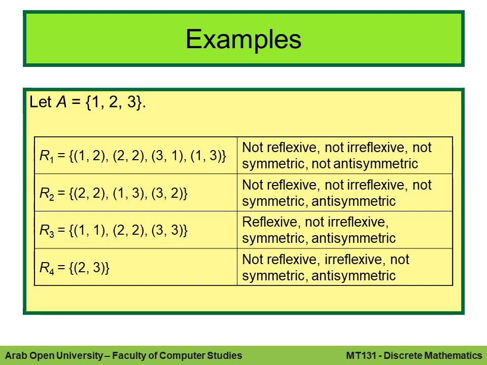The second example, for that R1, it's not reflexive, it's not irreflexive. Not symmetric because 2,1 is not in the relation. Not antisymmetric because both 3,1 and 1,3 are in the relation.